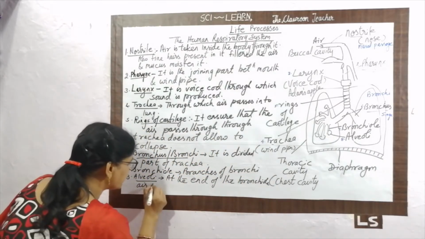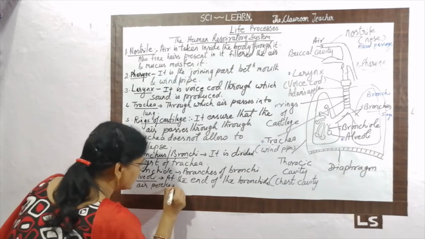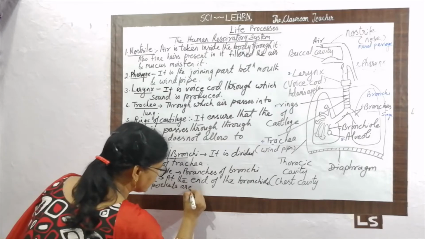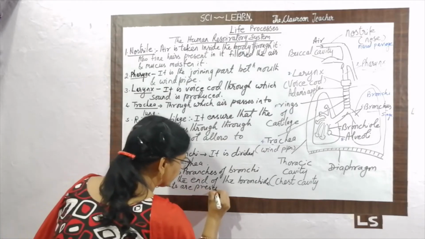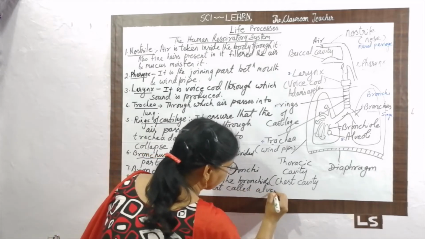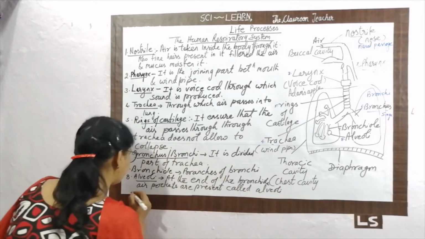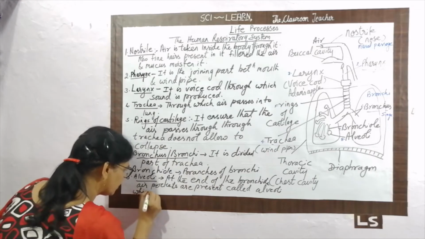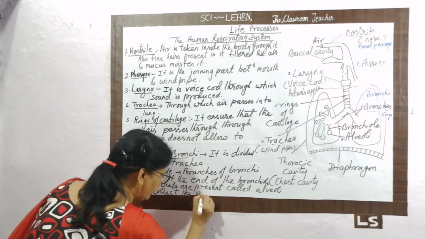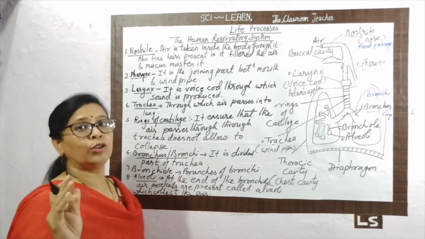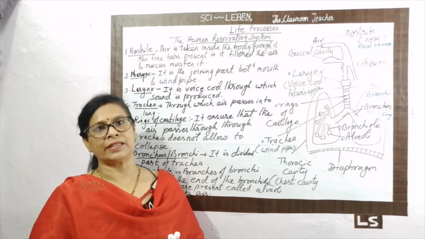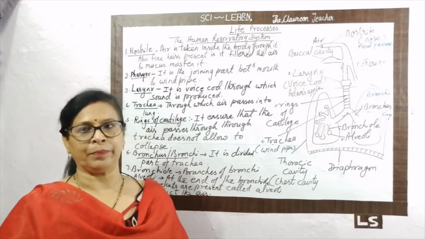Air pockets or air sacs are present at the end, called alveoli, which collect the air. Alveoli is filled with the air. It increases the volume of our chest cavity. So this is the complete respiratory system which is present in the human body.